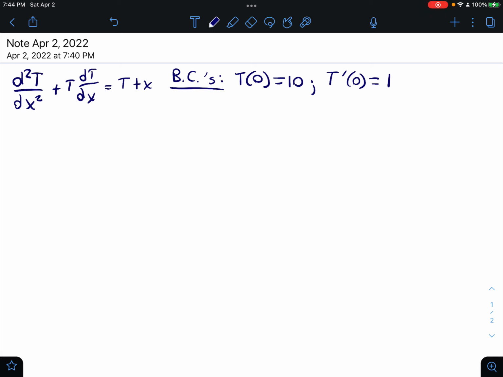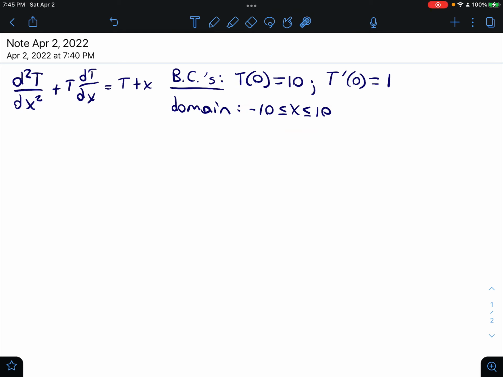So we want a solution where x is between negative 10 and 10. This is known as an initial value problem. I intentionally chose the domain to make it seem a little strange that it's an initial value problem.